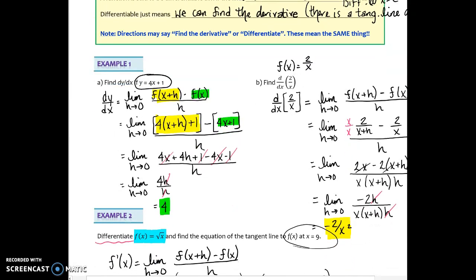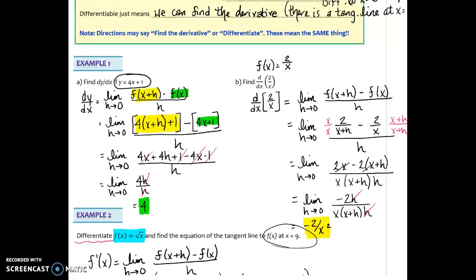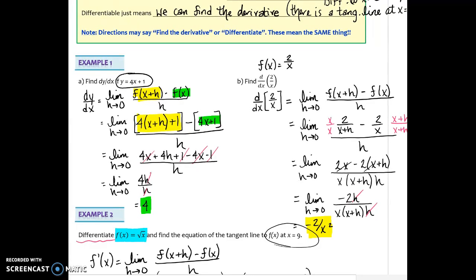Okay, so on example 1, if you take a look here, I'm going to try and scoot this over a little bit. There we go. Okay, so look at example 1. It says find dy dx if y equals 4x plus 1. So again, when they use this notation, they're just telling you to find the derivative. Okay, that's all that that means. Notice, guys, they're doing the exact same thing as we did in 2.4.